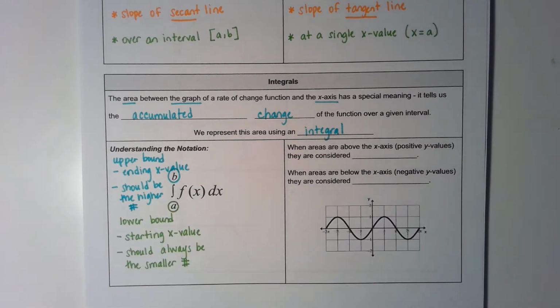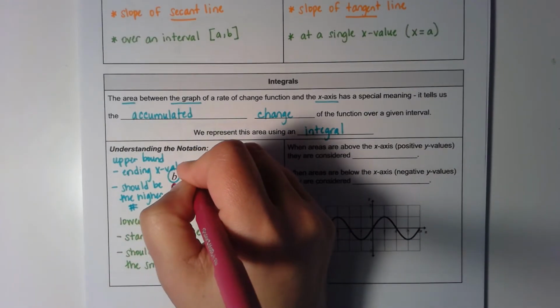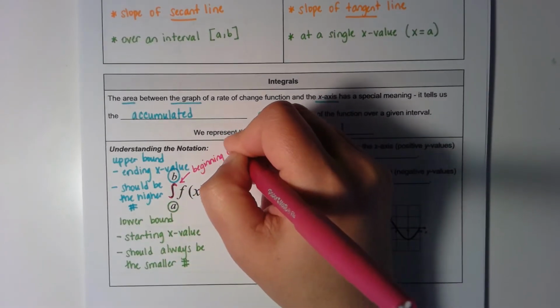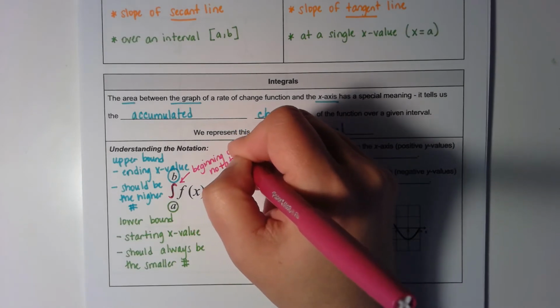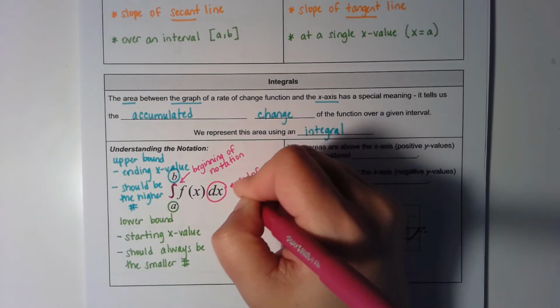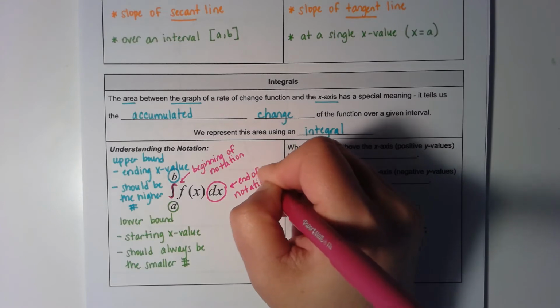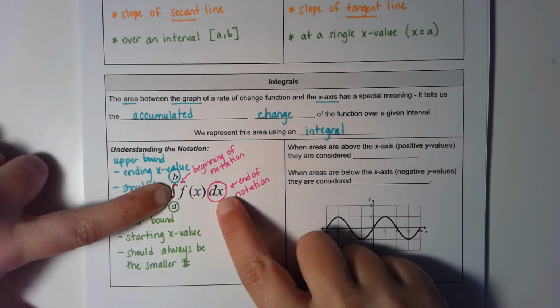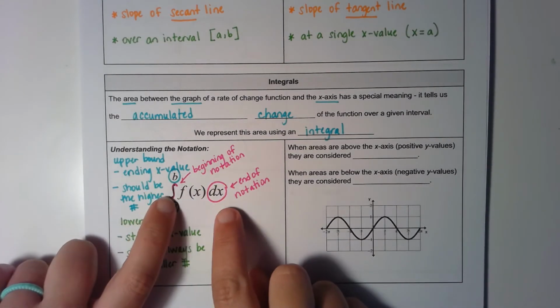If your integral is written using the proper notation, the beginning of the notation is this integral sign, and the end of the notation is this dx. That tells us the variable of integration. So it tells us that our function is defined in terms of x, and we're integrating with respect to x. By putting that at the end, it tells us that the function we're looking at is everything in between the beginning of that notation and the end.